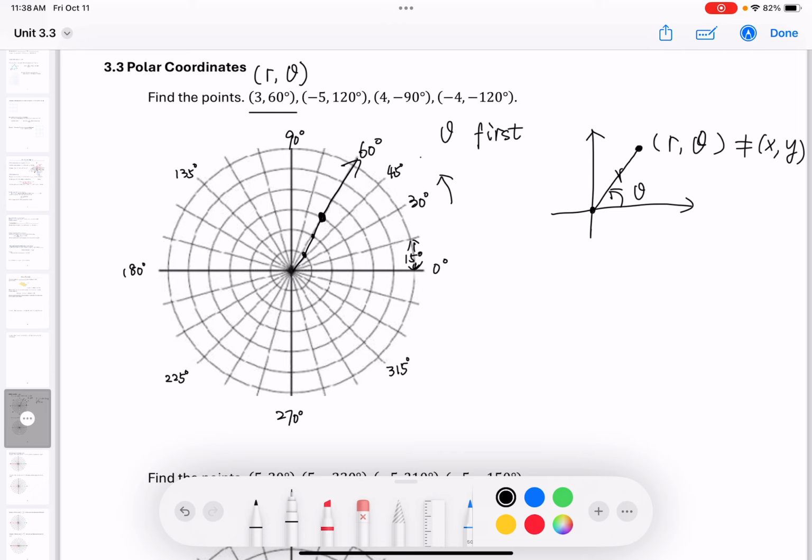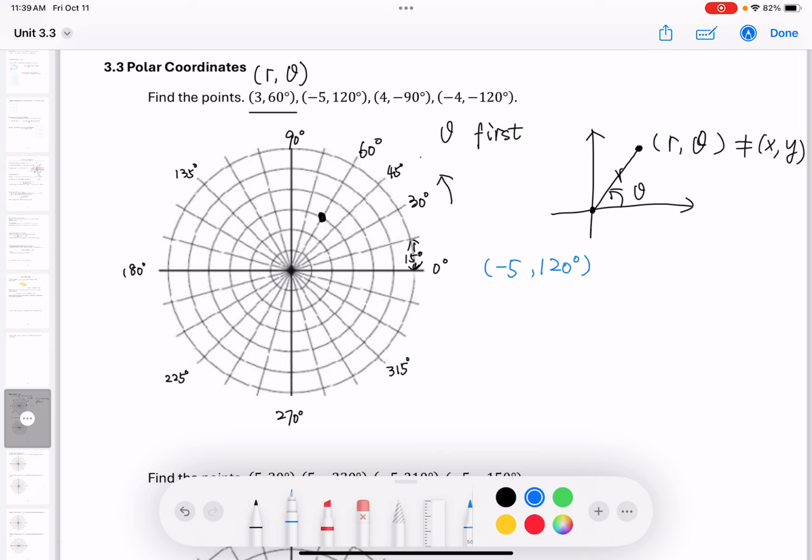We have a lot of circles. The circle in the middle has radius 1, then radius 2, radius 3. Finding r equal to 3 means finding the point on the third circle. We only need this point as I plotted here. So the first point represents (3, 60 degrees). For the second point, we can use a different color, for example (-5, 120 degrees).